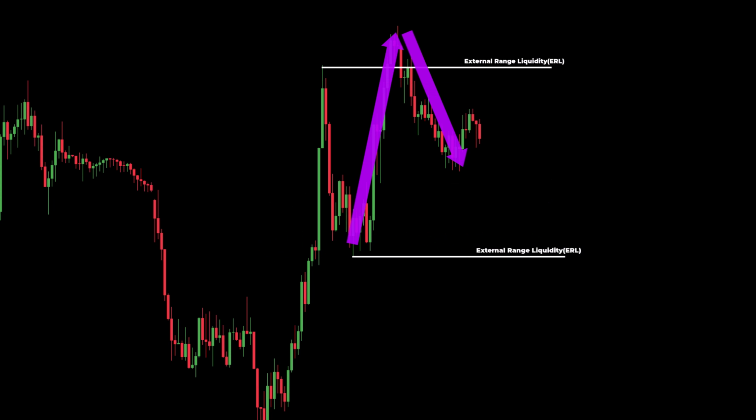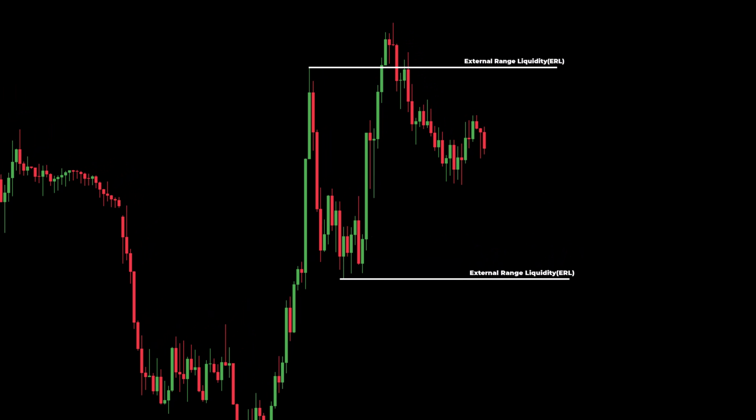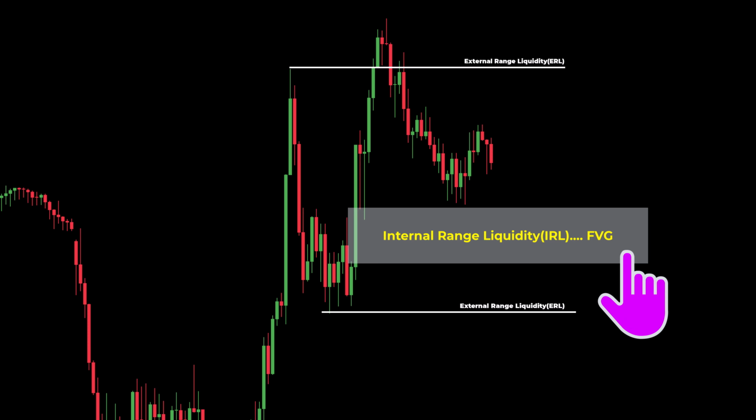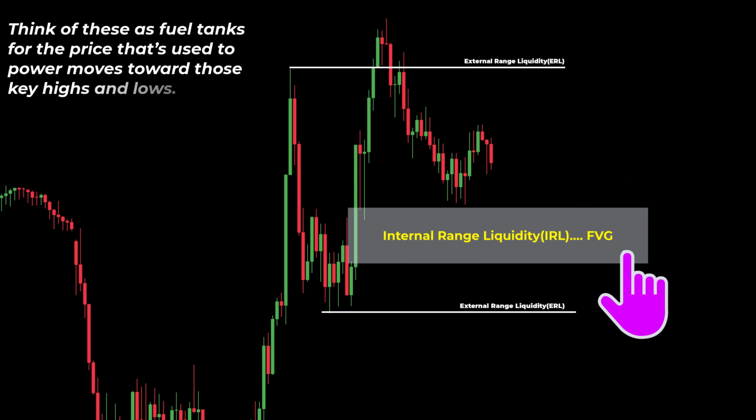The second form is internal range liquidity, more commonly recognized as fair value gaps. Think of these as fuel tanks for the price that's used to power moves toward those key highs and lows. Understanding how price behaves around both types of liquidity helps us anticipate its next direction with far more clarity.